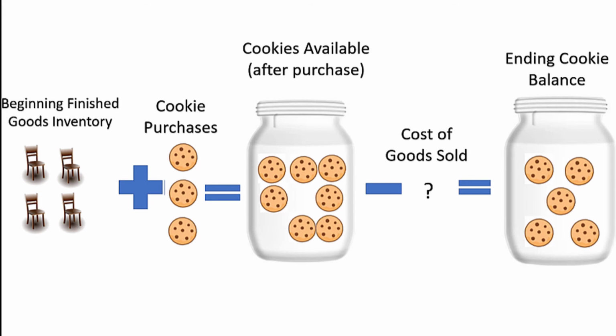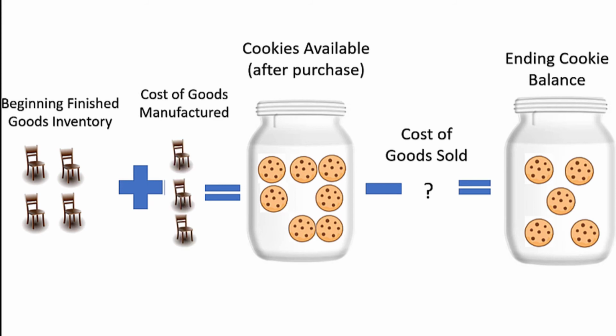I'm using the icon for 4 chairs here, but we would really be using the cost of those chairs. Next, the cookie purchases turn into the cost of goods manufactured. This is a really important point. The cost of goods manufactured is the amount of goods that got finished in that period.